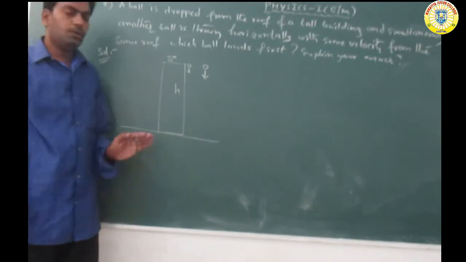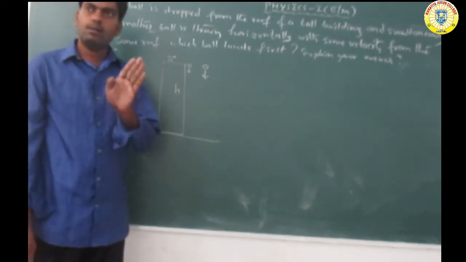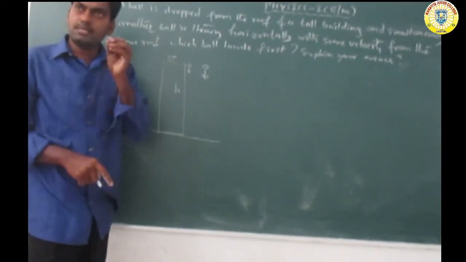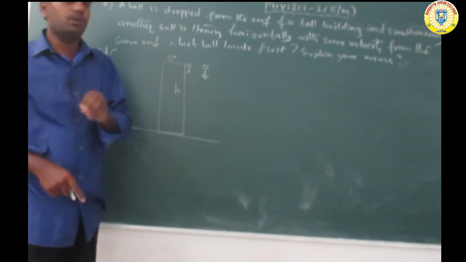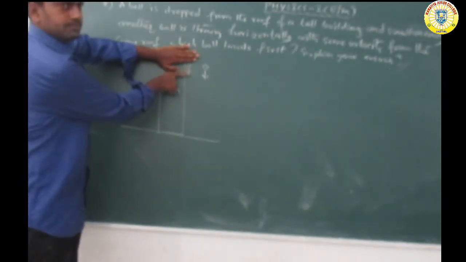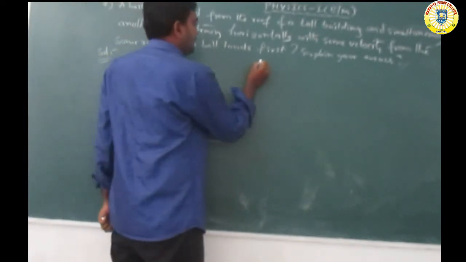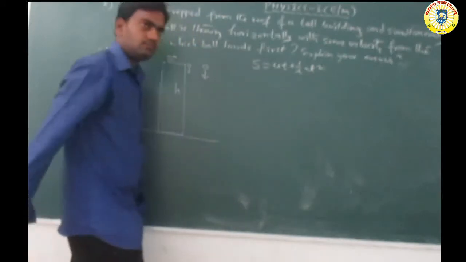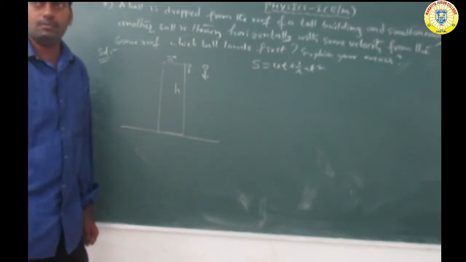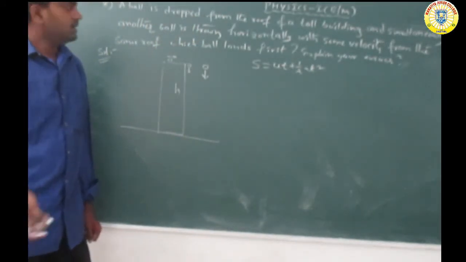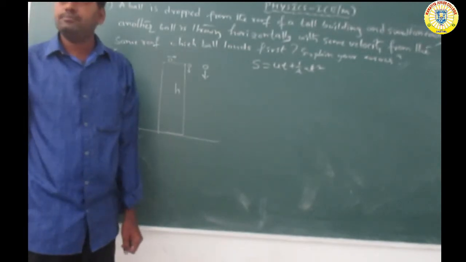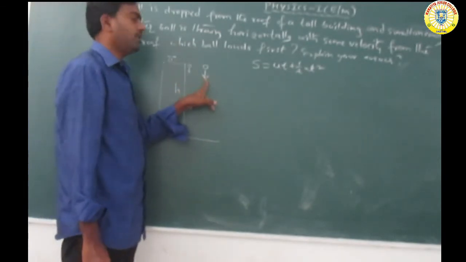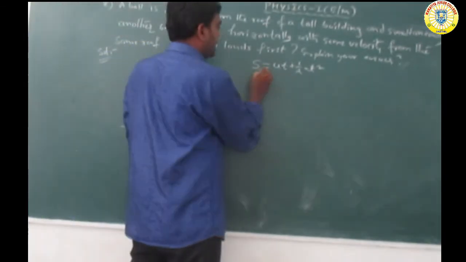Now in both cases we are studying only from the drop. By using the equation s is equal to ut plus half at square, for example, for the free falling body, we measure the time. s is equal to ut plus half at square.